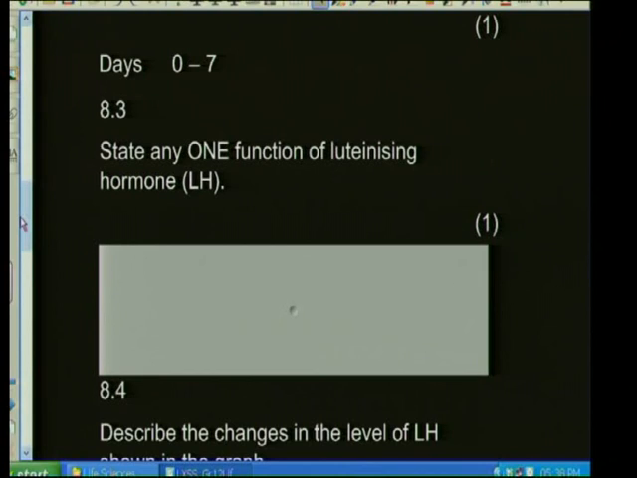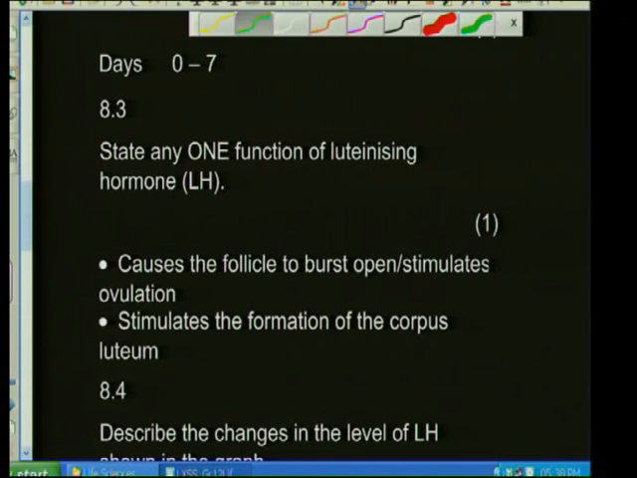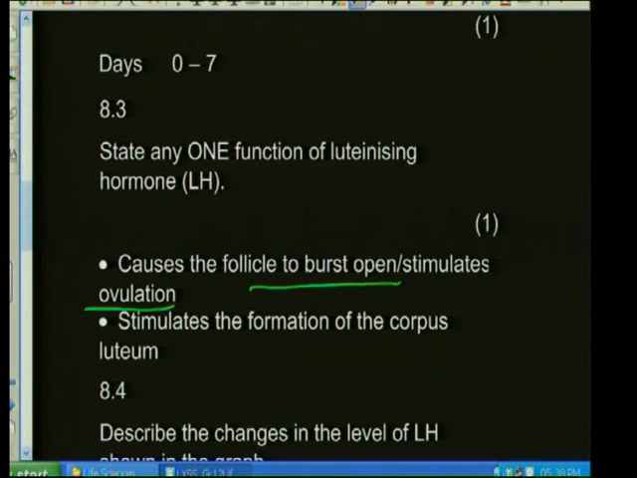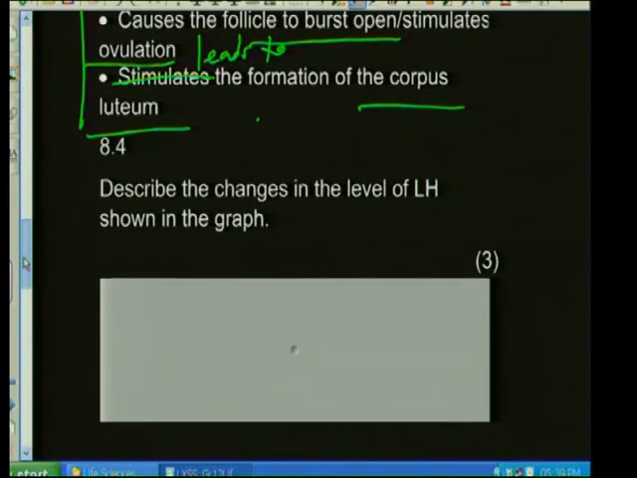8.3, state one function of the luteinizing hormone. We've spoken about the luteinizing hormone a few times today. The function of the luteinizing hormone is that it causes the follicle to burst open, or stimulates ovulation. And in so doing, it leads to the formation of corpus luteum. So it triggers ovulation. When LH levels are high, the ovum is released from the ovary. And when the ovum is released, the Graafian follicle then becomes corpus luteum.